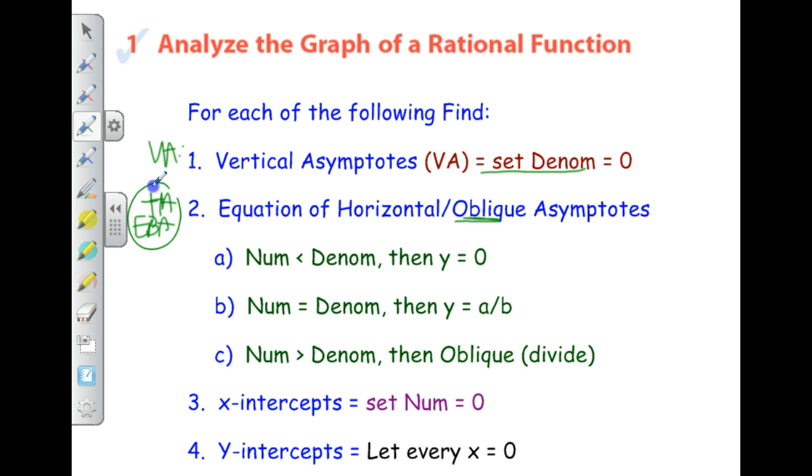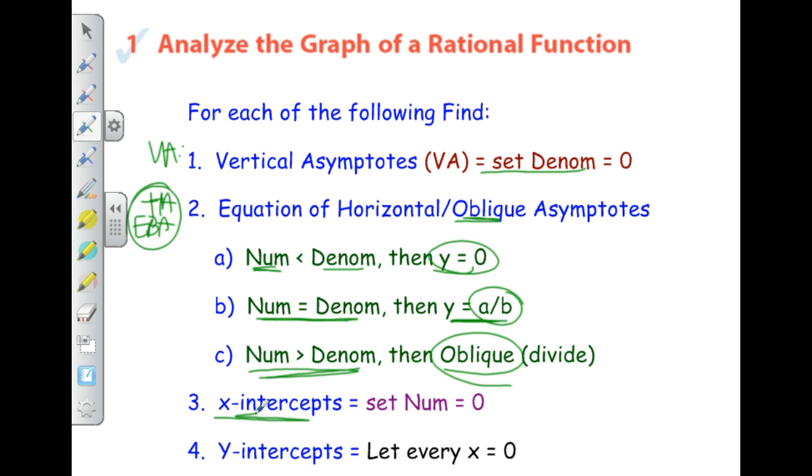To find out the horizontal or the oblique asymptotes, we look at the degree of the numerator. If the numerator is less than the denominator, then we stick y at 0. If the numerator is equal to the denominator, then we look at the coefficients out front and divide a divided by b. And then if the numerator is greater than the denominator, then we divide the entire numerator by the denominator and come up with some kind of an equation for the oblique asymptote. It doesn't always have to be linear. In this section, I'll show you where it's a quadratic oblique asymptote.